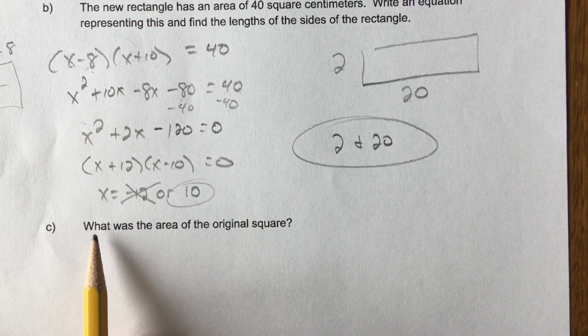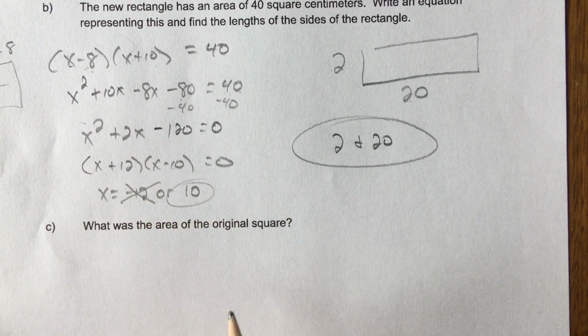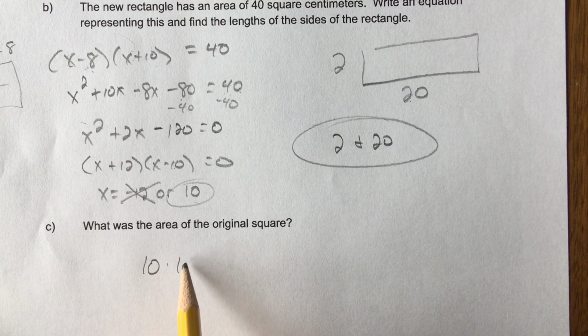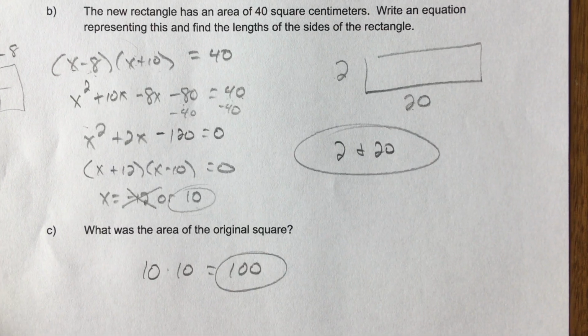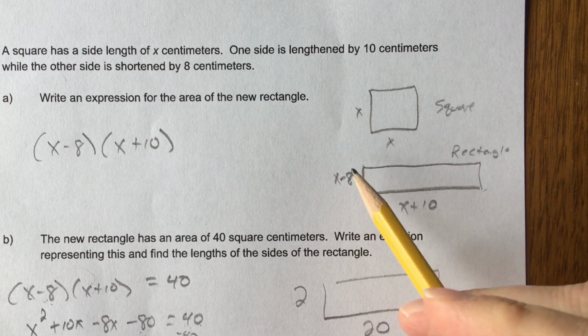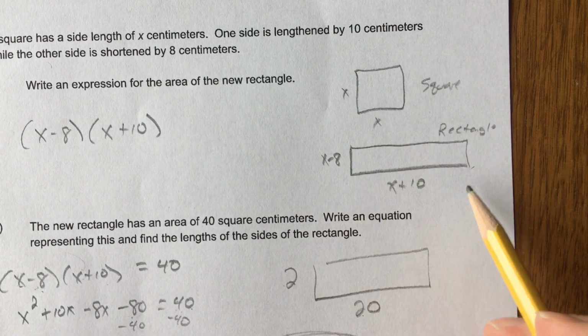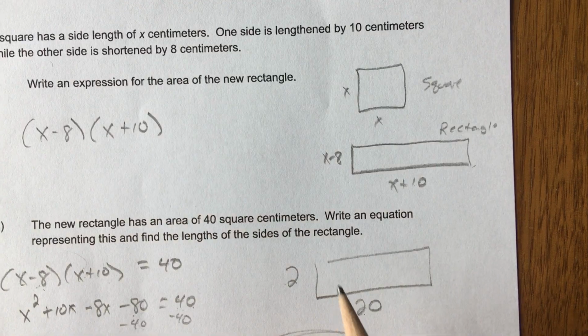And then the last question says, well, what was the area of the original square? The original square had a side length of 10. So 10 times 10 is 100. So that would be our original area. Right? So it kind of gives you an idea, but sometimes a picture is the best thing you can do. Just draw it real quick, and that helps set everything up for you.